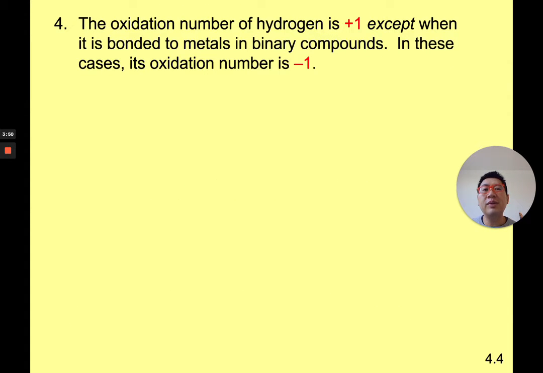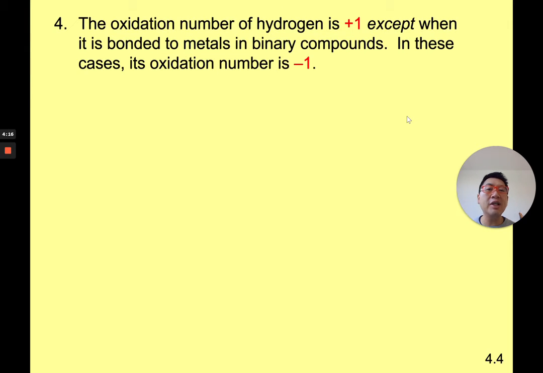Okay, fourth of, I believe, 6 rules. The oxidation number of hydrogen is +1, except when it's bonded to metals in binary compounds. In these cases, the oxidation number is -1. Okay, so got it, it's +1. It says, except when it's bonded to metals in binary compounds. What does that mean? Hydrogen and a metal only. So binary just means 2 things.